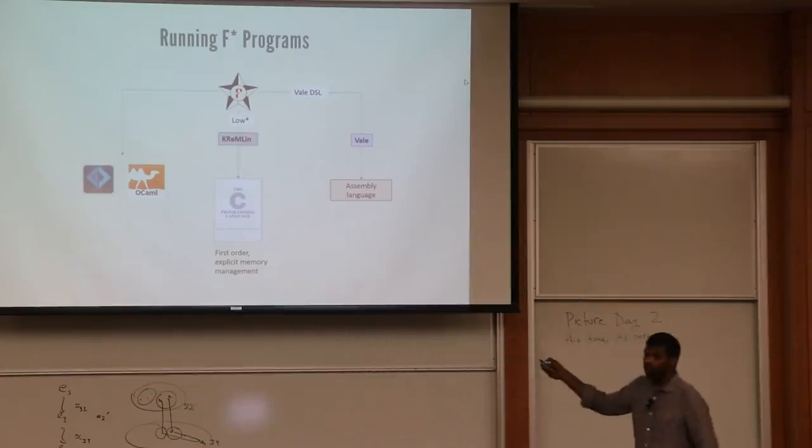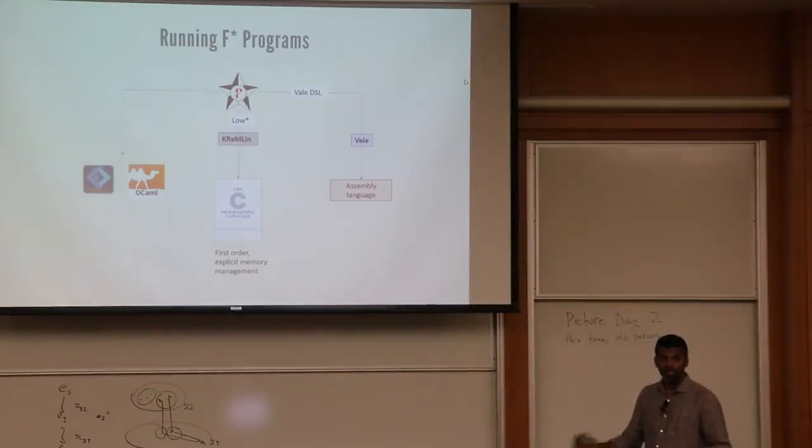There's a subset of F* called Low*, which is a first-order subset of F* in which you make memory management explicit and object layouts explicit. I'll tell you a lot more about Low*. And if you write in Low*, we have a backend called KreMLin. KR meets ML, right? You get that? KR, who's KR?